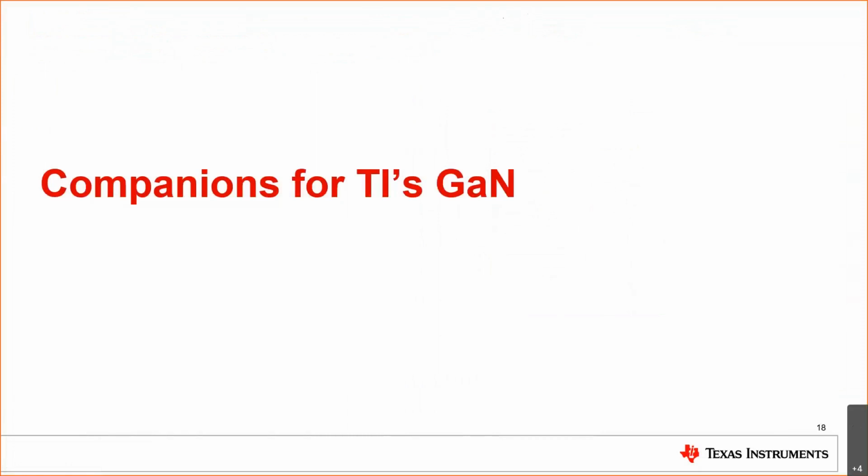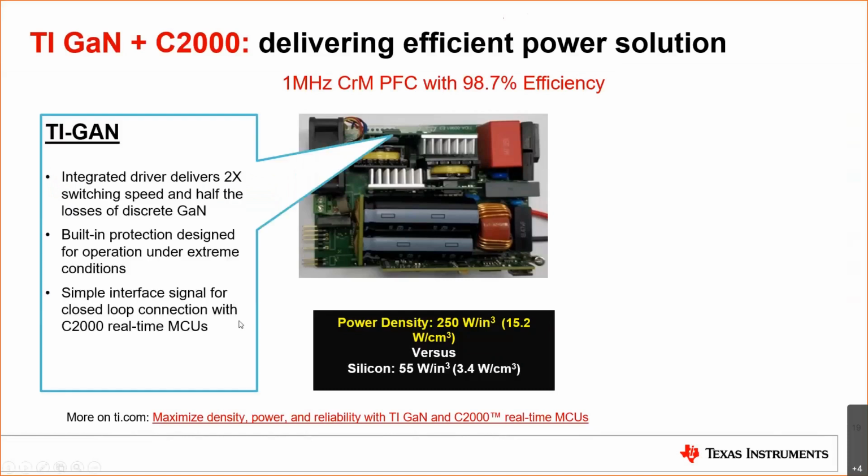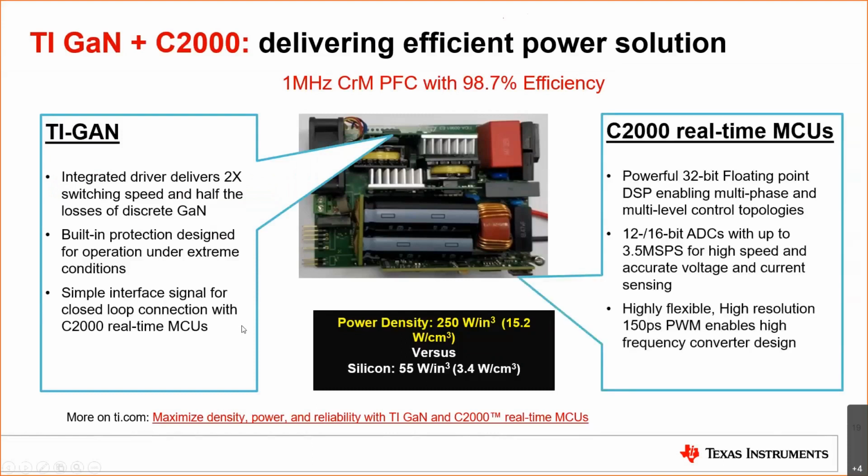Now let's have a look at some companions, because just having power MOSFETs on a PCB is maybe not directly working. So especially if we go to more advanced power topologies, we would like to invite you to check out our C2000 real-time MCU portfolio. It's a very nice combination with our GaN devices. We already talked about the advantages of GaN, so we'll not touch those. But quickly some words on the C2000 real-time MCUs.